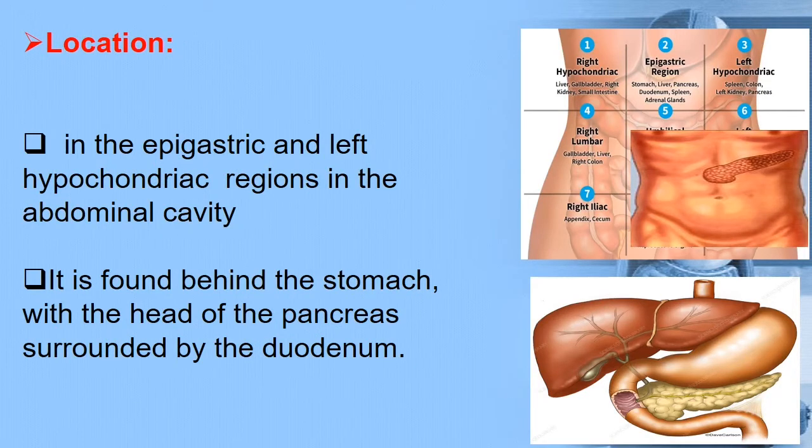The location of the pancreas is in the epigastric and left hypochondriac region in the abdominal cavity. You can see in the figure, in the left hypochondriac and in the epigastric region of the abdominal cavity. Also, it is found behind the stomach, with the head of the pancreas surrounded by the duodenum. In the second figure you can see.